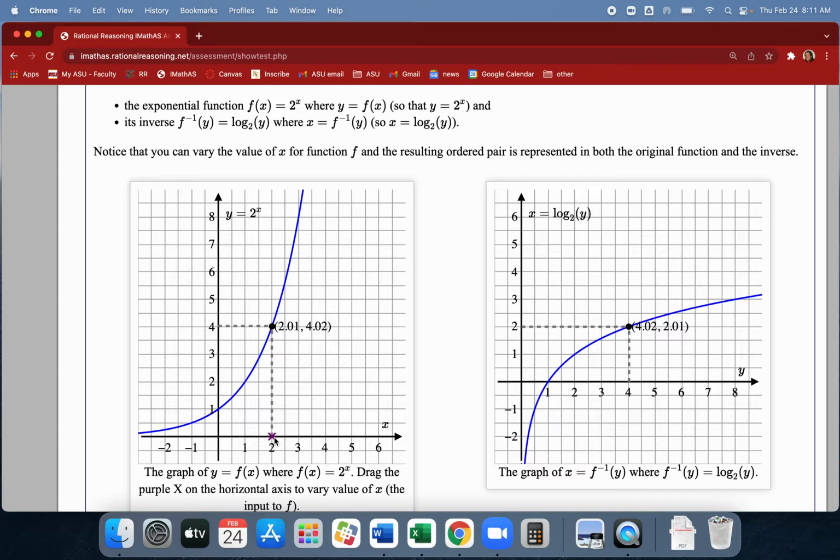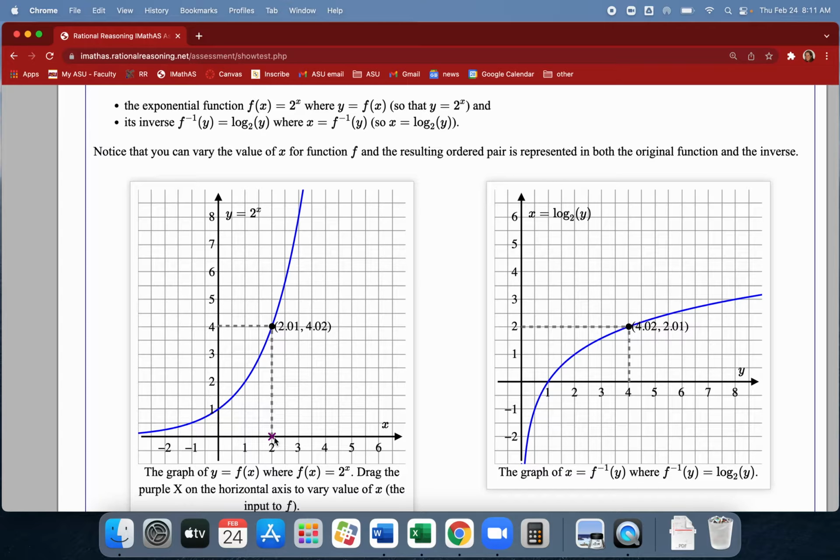Let's see, 2 to the 2.01 power is 4.02. In the left graph, that's seen as y equals 2 to the x. 2.01 is the exponent, and 4.02 is the result of having used it. These are rounded off to 2 decimal places. In the right graph, it says x equals log base 2 of y. So when y is 4.02, log base 2 of 4.02 equals the x value, 2.01.